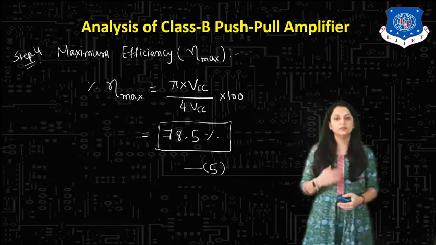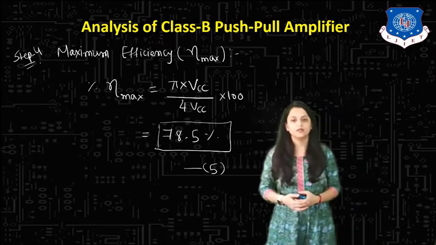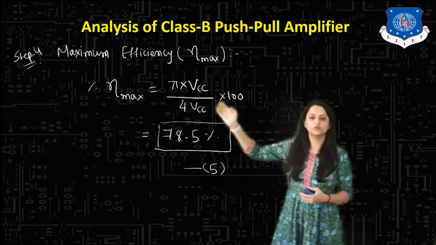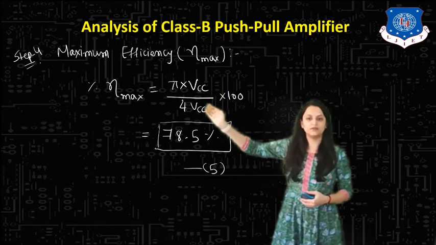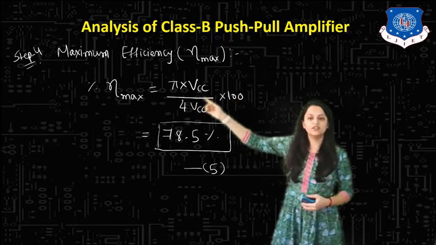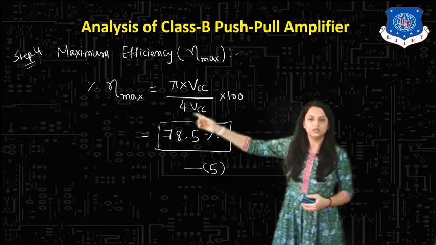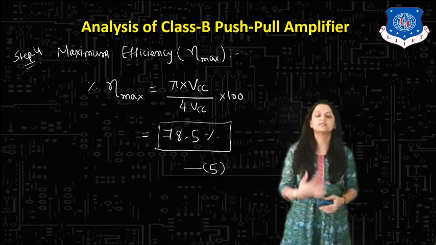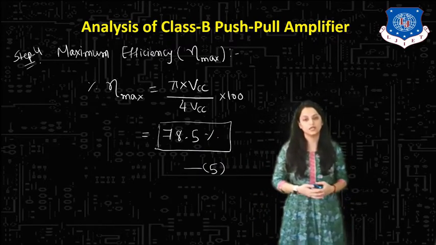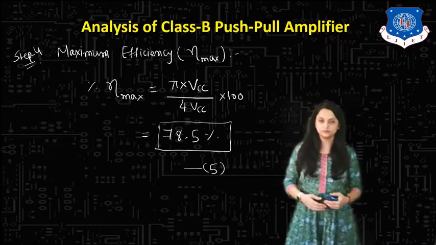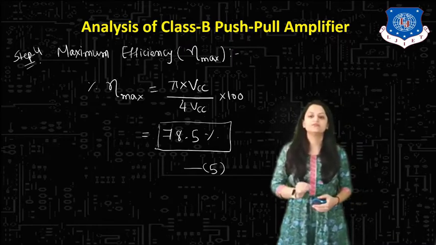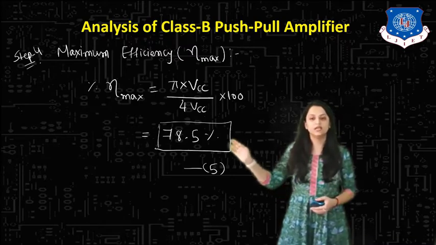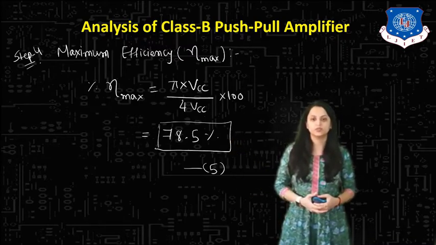Let us find the maximum efficiency. For the maximum case, let us place the values over here, which is pi into Vcc by 4 Vcc into 100. Here Vcc will be cancelled out. We will get pi by 4 into 100. That means we have the efficiency 78.5%. So the maximum efficiency for a class B push-pull amplifier is 78.5%.